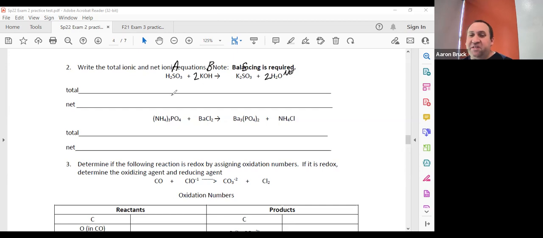Now, we can't just simply stop at acid, base, and salt, because depending upon the nature of those acids, bases, and salts, that's going to dictate whether these break apart or stay together in the ionic equation. H2SO3, sulfurous acid, is not one of those 6 strong acids. Remember, the 6 strong acids: hydrochloric, hydrobromic, hydroiodic, chloric, sulfuric, and nitric.